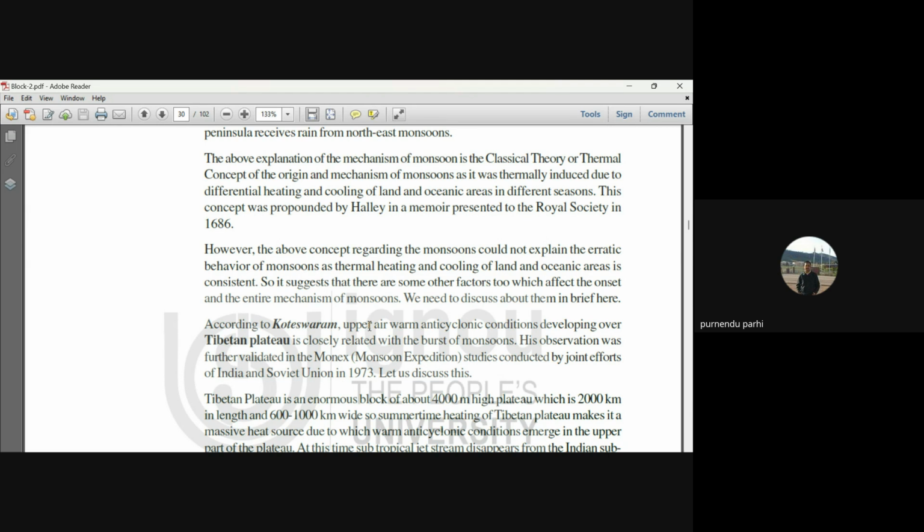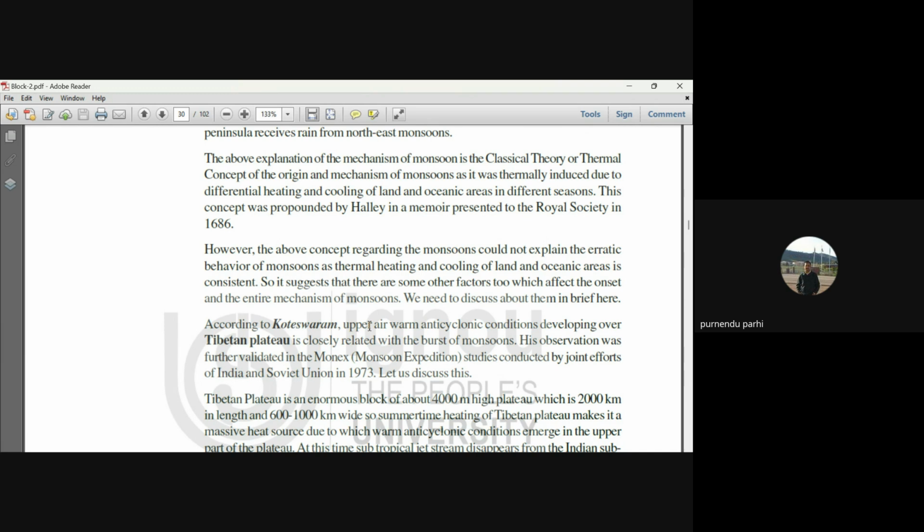So it suggests that there are some other factors too which affect the onset and the entire mechanism of monsoons. We need to discuss them in brief here. According to Koteswaram, upper air warm and anticyclonic conditions developing over the Tibetan plateau are closely related with the burst of monsoons. His observation was further validated by the MONEX studies conducted by joint efforts of India and the Soviet Union in 1973.